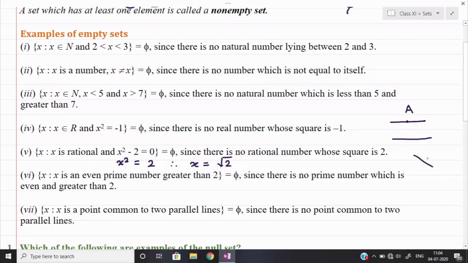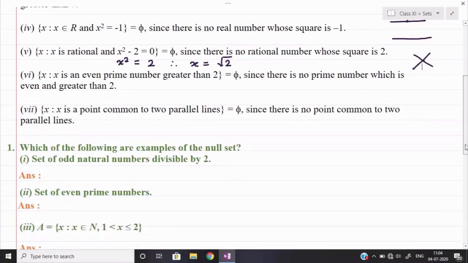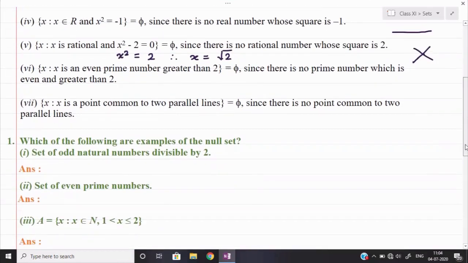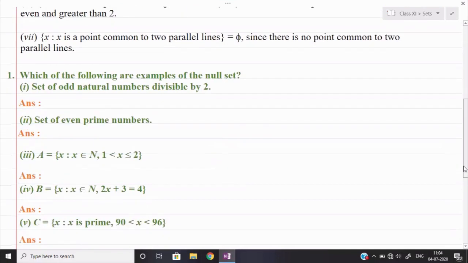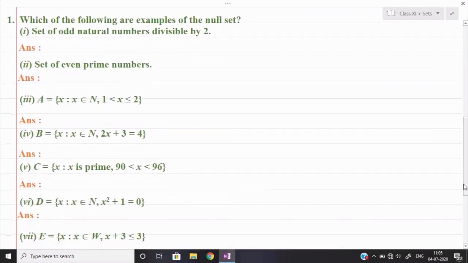If the two lines are intersecting, then we will have a common point between them. But here, since the lines are parallel, they do not have any common point and hence we cannot create a list of common points between them. Now let us see question number 1. In the first question, see what they are saying to us. Which of the following are examples of null set?